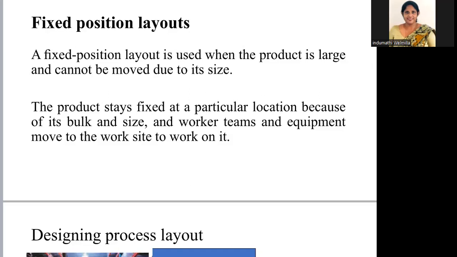So this is a very popular layout method, but it depends on the nature of the product and the nature of the task, what they are doing. According to that, this layout is chosen, because not everyone can use this layout, right?